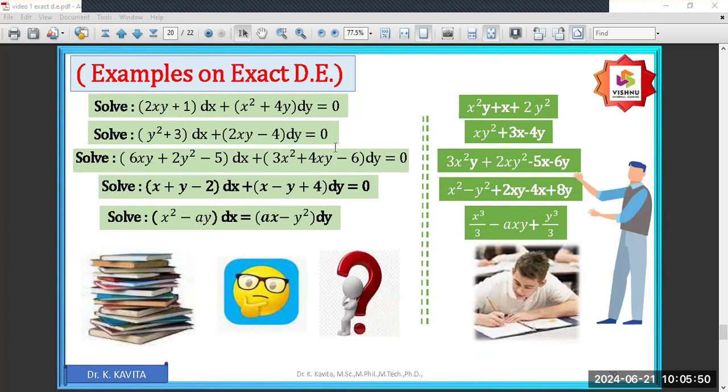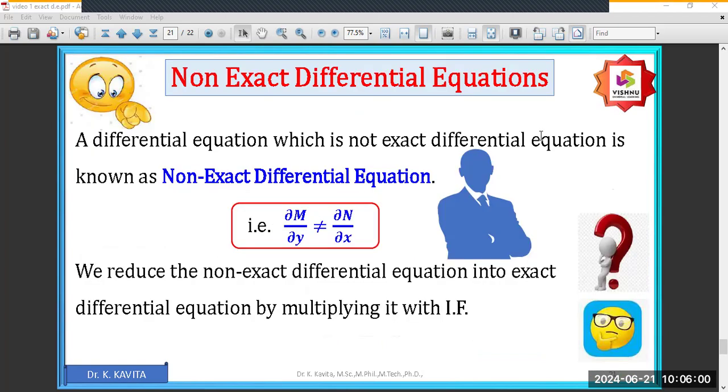So these are all 5 examples, and 5 different answers will be obtained. Students should solve these 5 problems as homework. In the next video, we'll see the non-exact differential equation, which is the model where dou M by dou y is not equal to dou N by dou x.